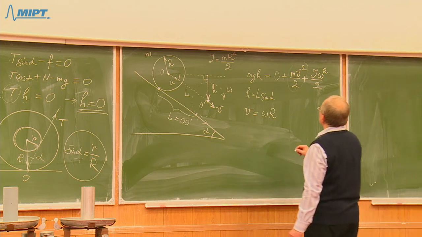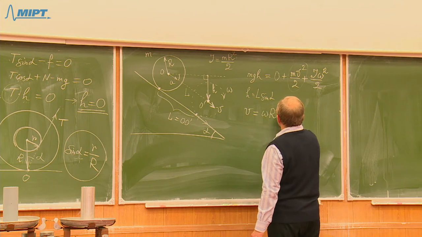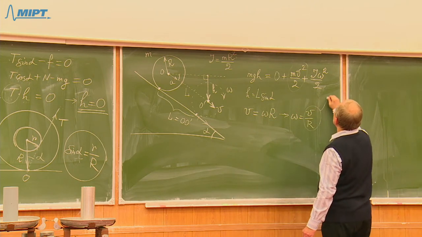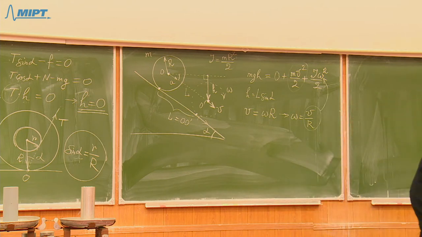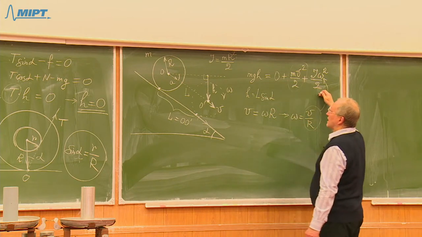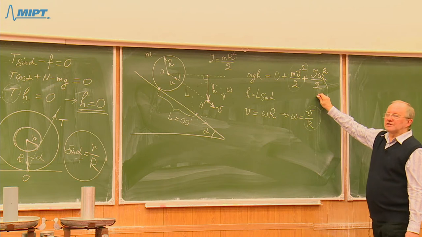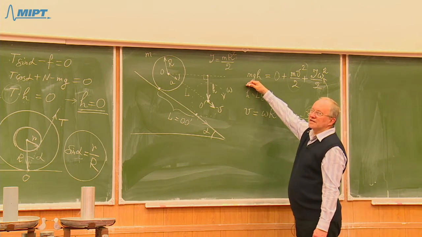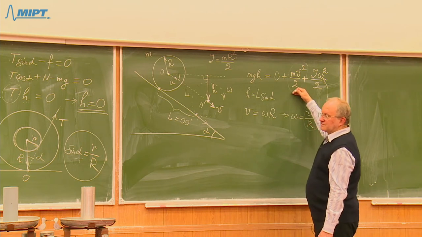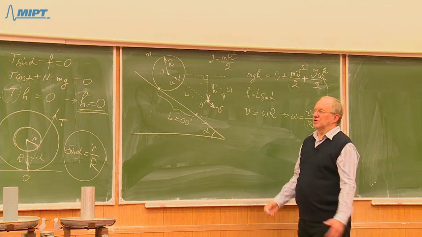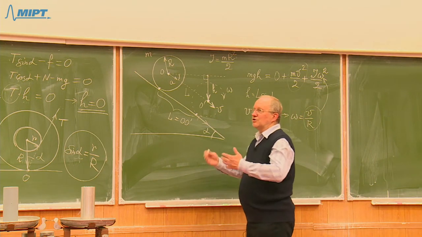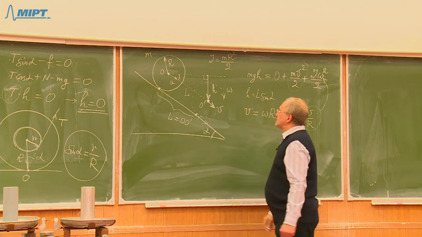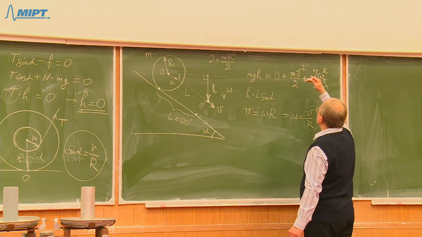So if we take omega from here, it will be v divided by r. And we may substitute this expression for omega in our first equation. The first equation is the law of conservation of mechanical energy. I have chosen this way of solution. The law of conservation says that the initial mechanical energy is equal to the final mechanical energy. This is true if we have no dissipation of mechanical energy: no slipping, no heating of surrounding bodies. The problem says that there is no slipping, so no heating, no dissipation of mechanical energy. Therefore, the initial mechanical energy is equal to the final mechanical energy.